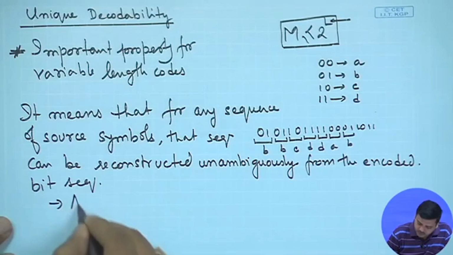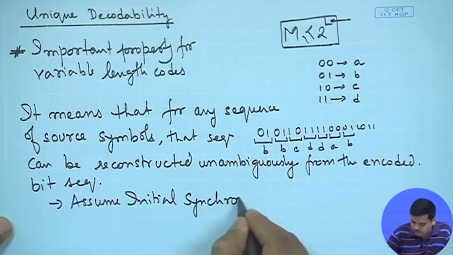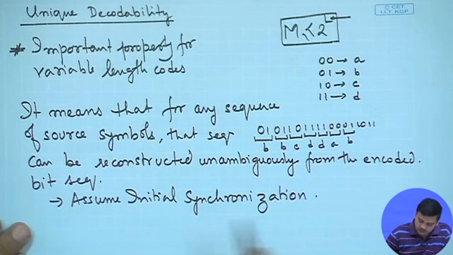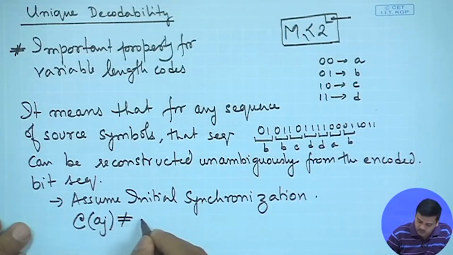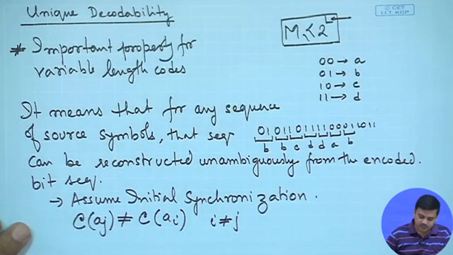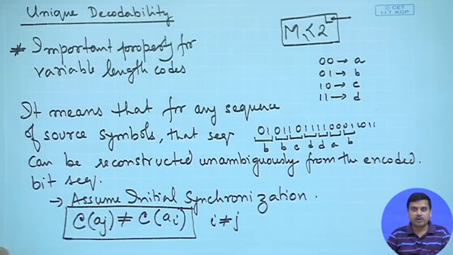Of course, we would assume initial synchronization. So, that is definitely assumed. What we are trying to say is that it requires code for a j not equal to code for a i when i is not equal to j. So, this is a clear requirement that the two codes do not match. It is a primary requirement, and that is obviously met in case of a fixed length code. In case of variable length code, there is also another very important property which we are coming to, that is known as the prefix free condition.